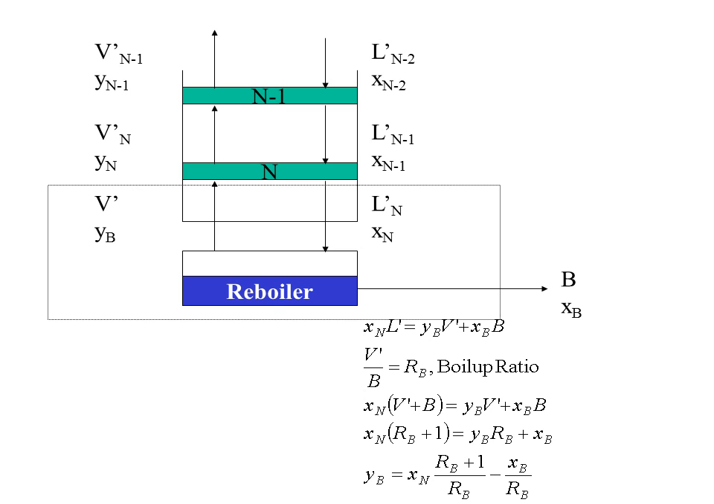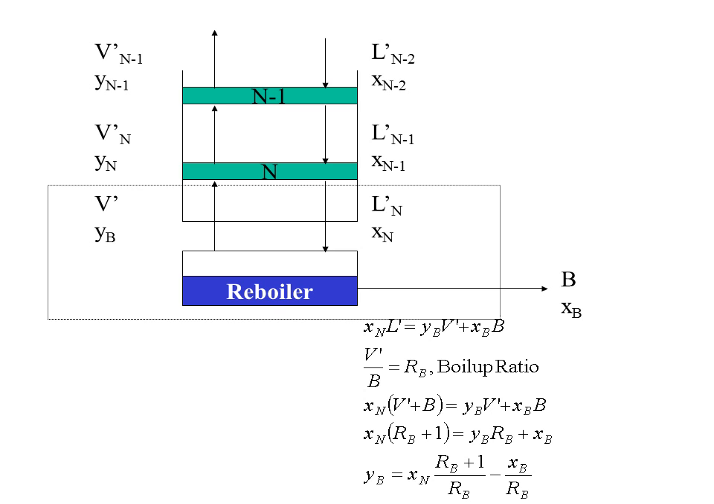We're going to define another ratio concept called the boil-up ratio, and that's just the ratio of the vapor divided by the bottom's flow, and we'll call that R sub B. Substituting that into our material balance equation, we have X sub N times V prime plus B will equal Y sub B times V prime plus X sub B times B. Substituting in by dividing by the bottom's flow B, we have X sub N times R_B plus 1, and that will equal Y sub B times R_B plus X sub B.